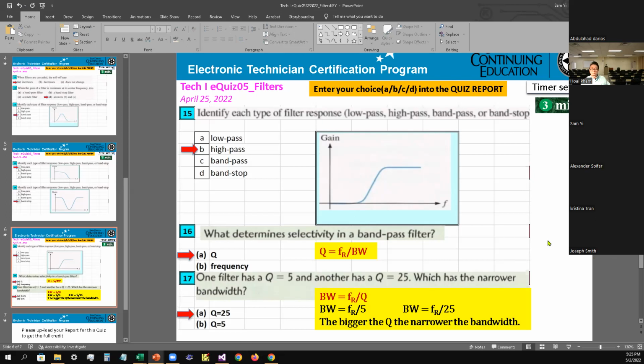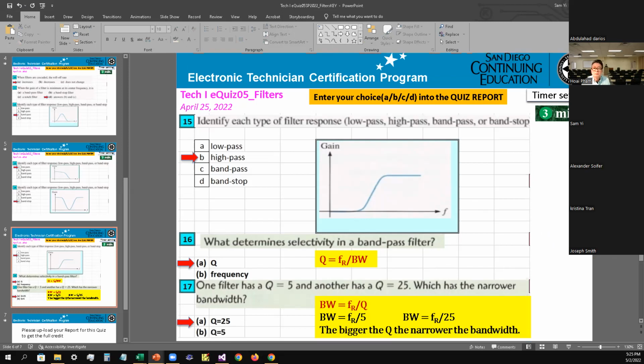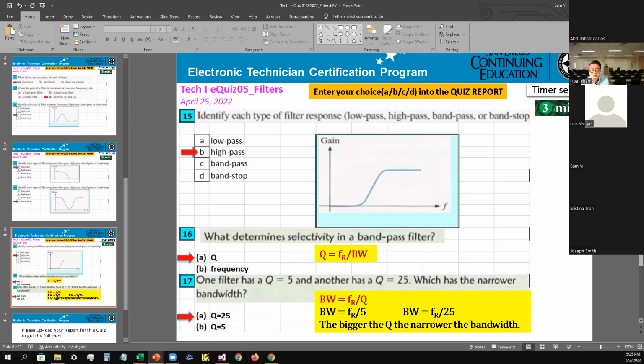Number 15, 16, and 17. Anybody have questions on 15, 16, or 17? No question. Did someone have a question? Yeah, Sam, I got a question. On the bandwidth, is it the height of it, or is it the width?